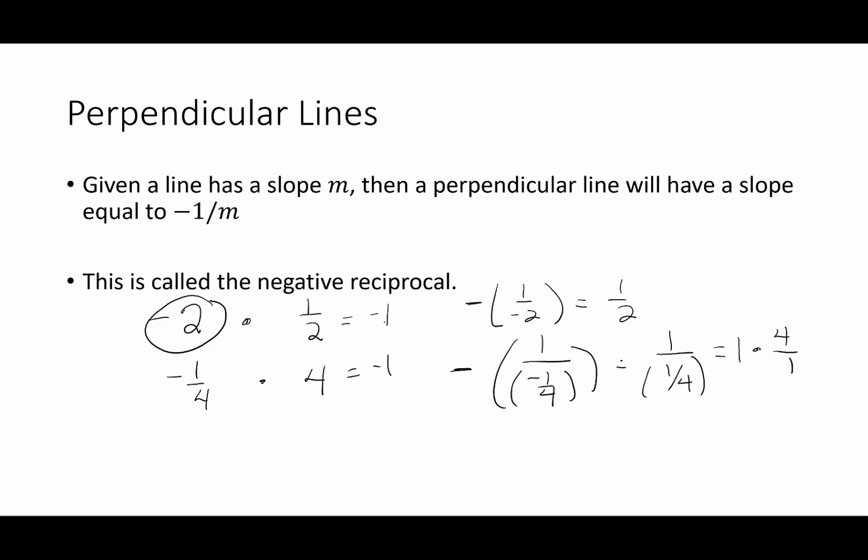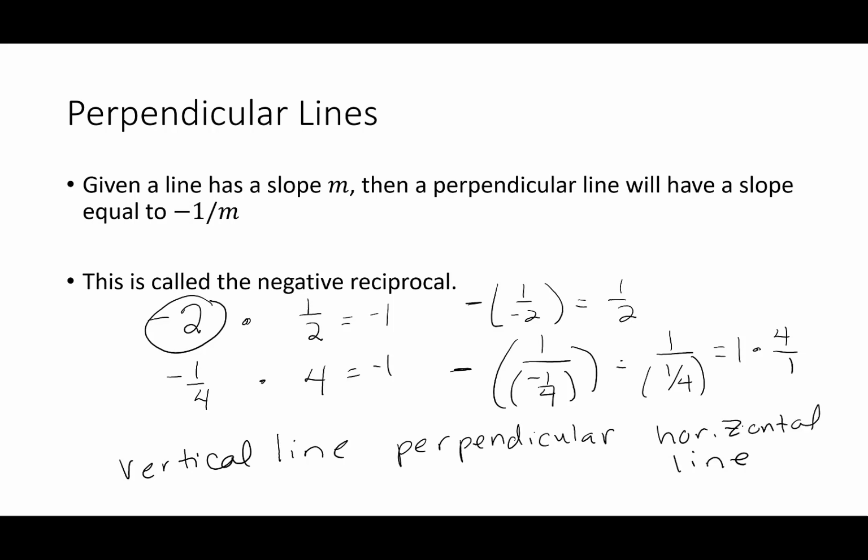There is one relationship that doesn't hold true for that, and that's when we look at vertical and horizontal lines. Just know in general, a vertical line will be perpendicular to a horizontal line. We don't talk about the slopes in that instance because we know that a vertical line has an undefined slope, and I can't find the reciprocal of that.